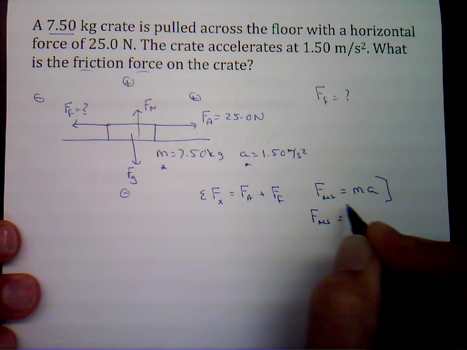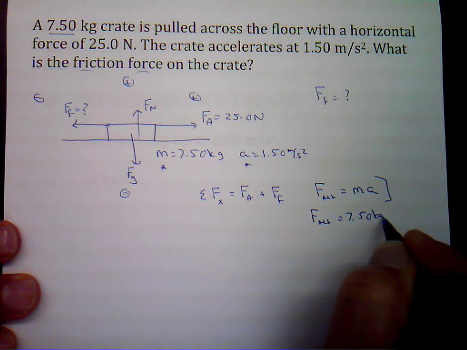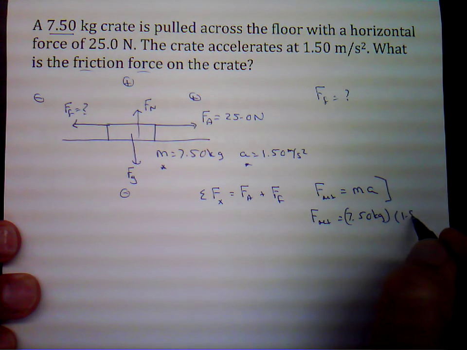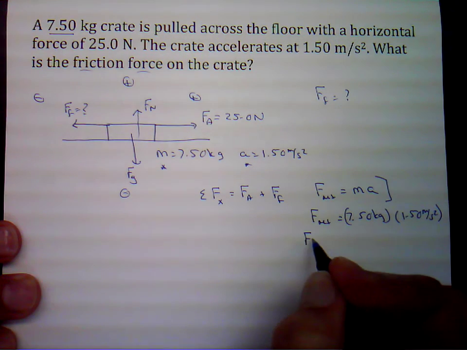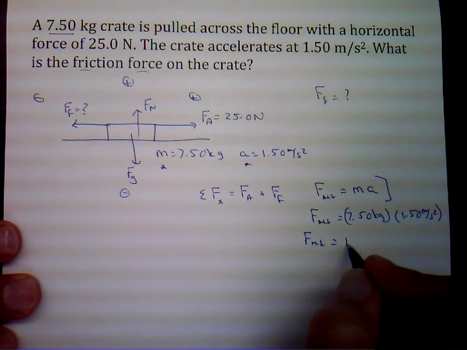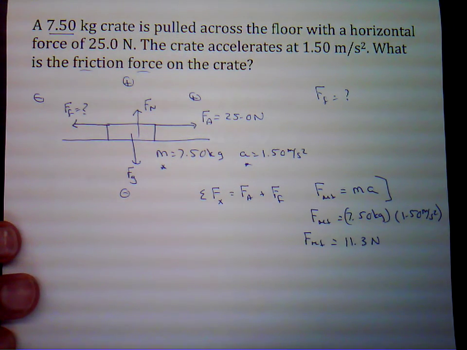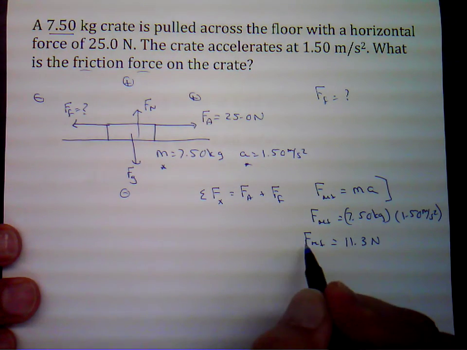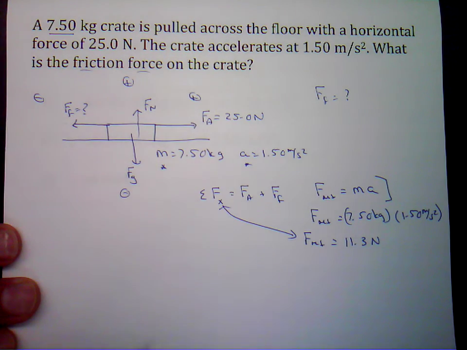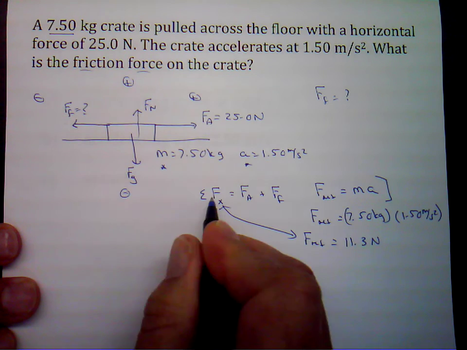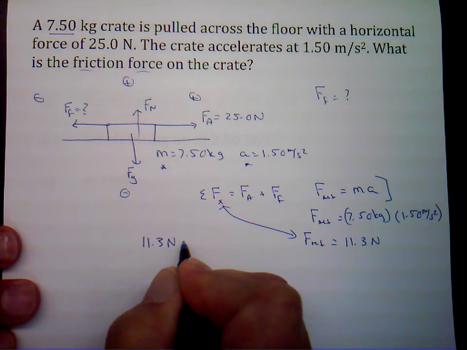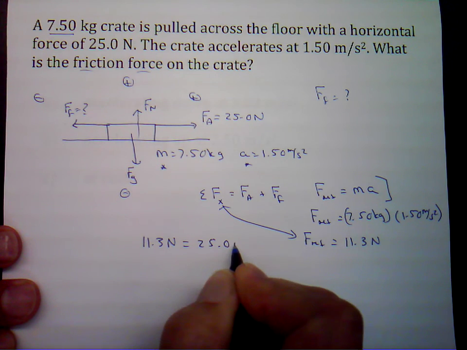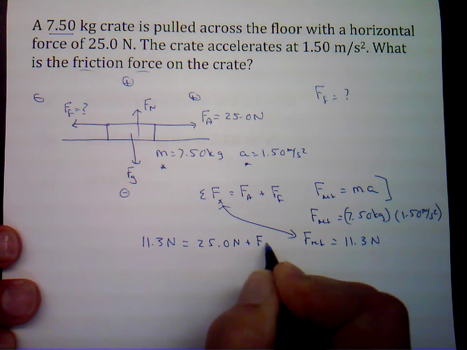So net force is equal to the mass, 7.50 kilograms, times the acceleration of 1.50 meters per second squared. We solve for that net force, we should get 11.3 newtons. Remember, the net force is the same as the summation of forces. So we now know the summation of forces. We know that the summation of forces, which is the net force, is 11.3 newtons. And we know the applied force is 25.0 newtons. And then plus the friction force.